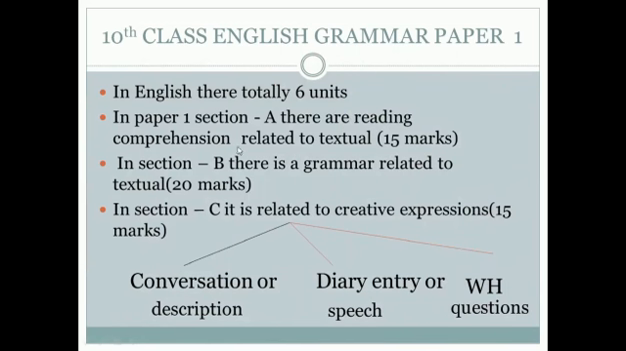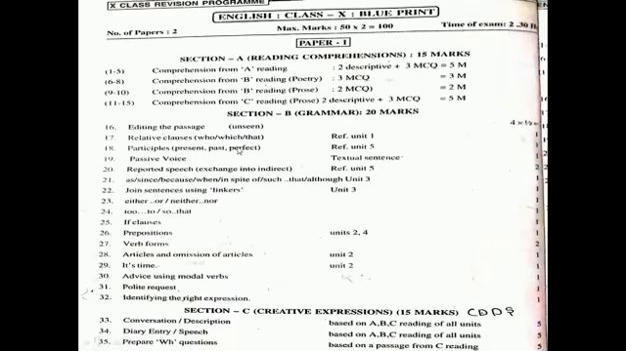WH question. So if you see this blueprint in paper 1, Section A reading comprehension has 15 marks, with comprehension from A reading, comprehension from B reading, which is nothing but prose, and comprehension from C reading. And from Section B grammar, 16 to 32 questions. In this session, we are going to discuss only grammar and the new item called WH questions. So I will clarify all the doubts related to your grammar in this session.